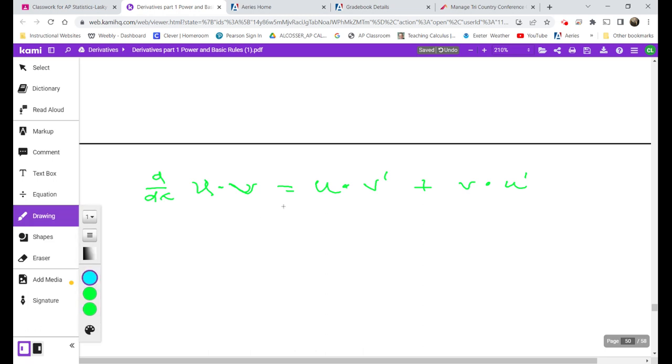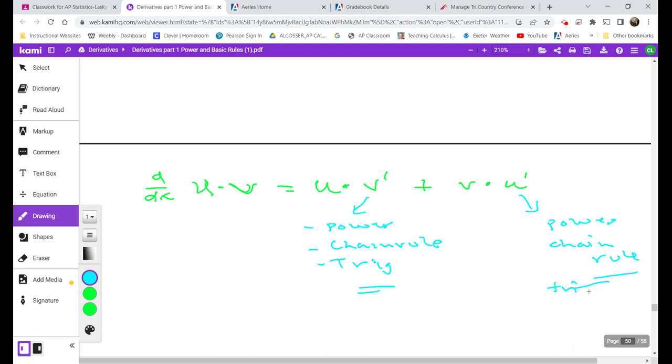All right, it's a new word, the rub. This can be the power rule. This can be the chain rule. This can be a trig function like sine and cosine. So it can be anything, any derivative rule that we've learned. Same thing here. This could be the power rule, the chain rule, or a trig function. It could be any type of derivative. So be ready for those. That's why we've been doing them in small chunks.